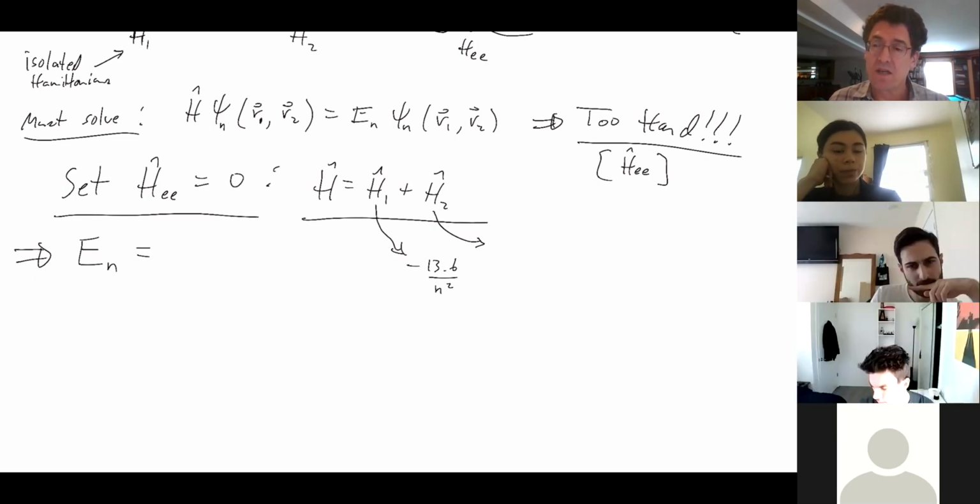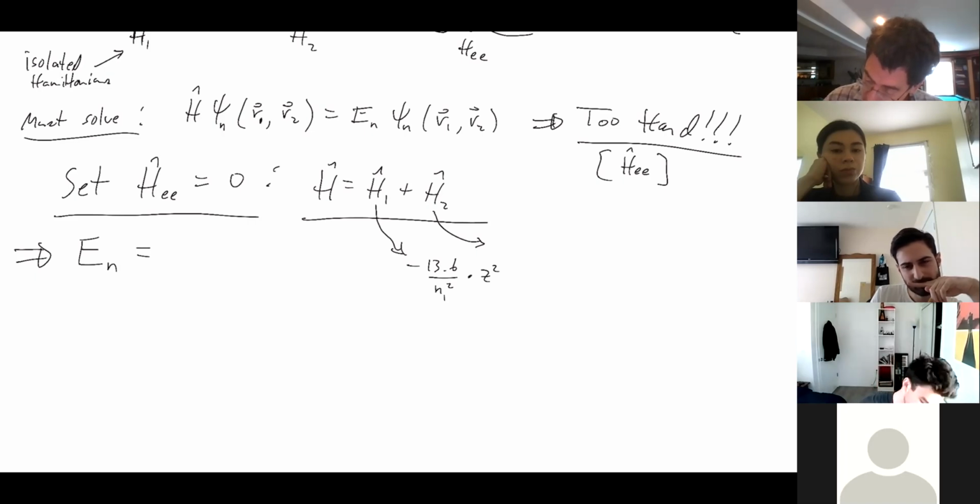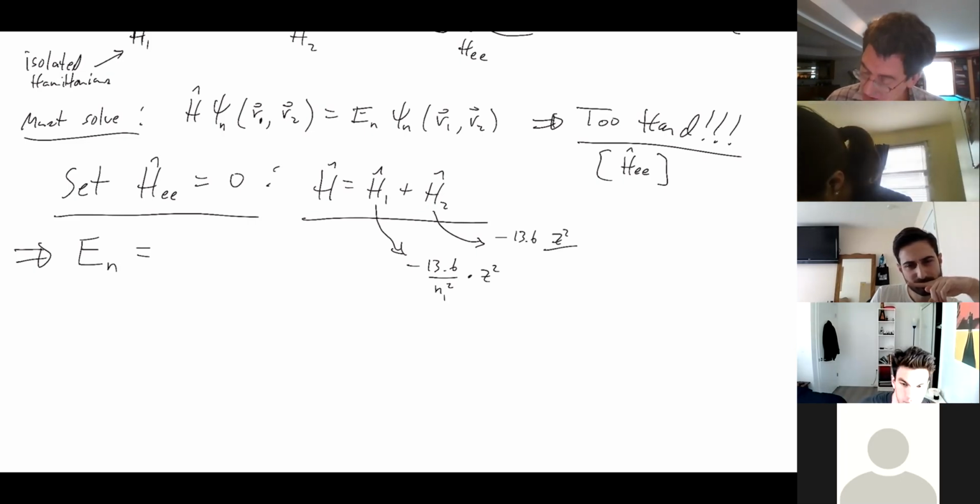I think you multiply it, right? By Z or something else? Z squared, right? Perfect, exactly. You multiply by Z squared, that's right. So that's what they both are. So that'll be for particle 1, and for particle 2, it's negative 13.6 Z squared over n2 squared.